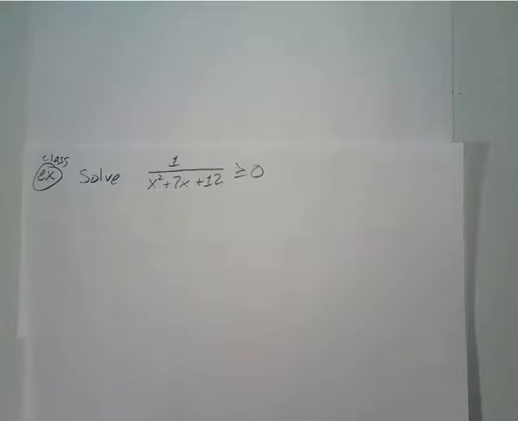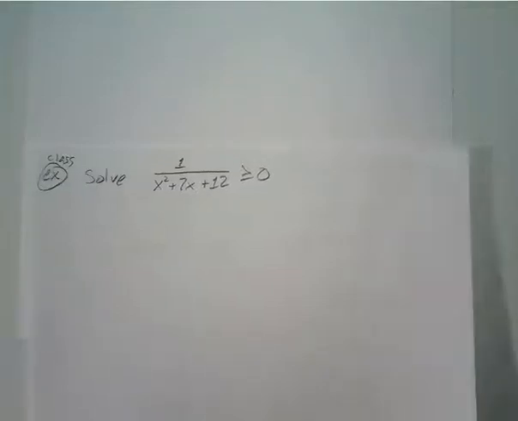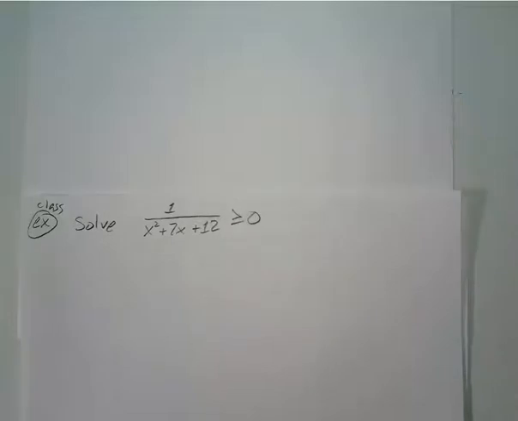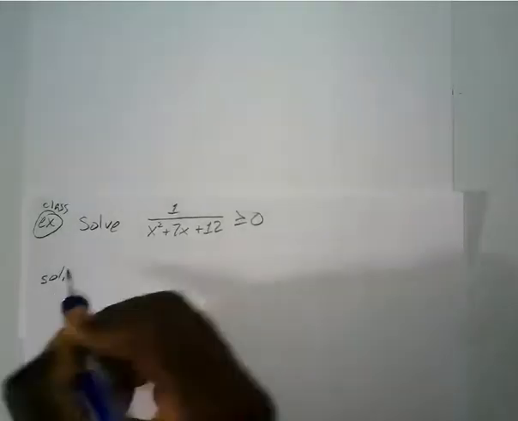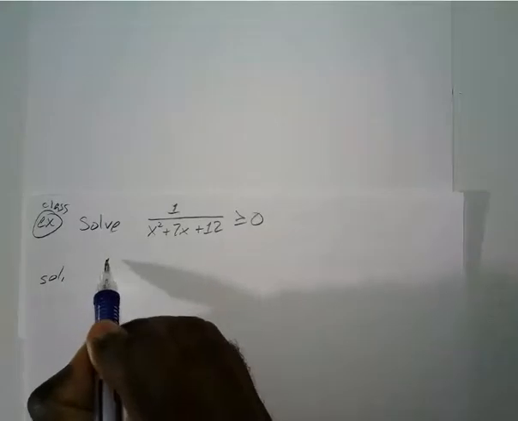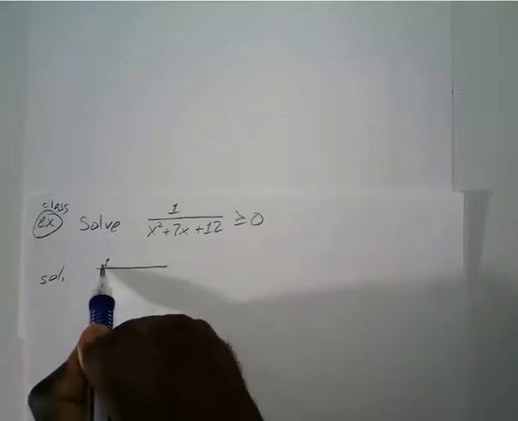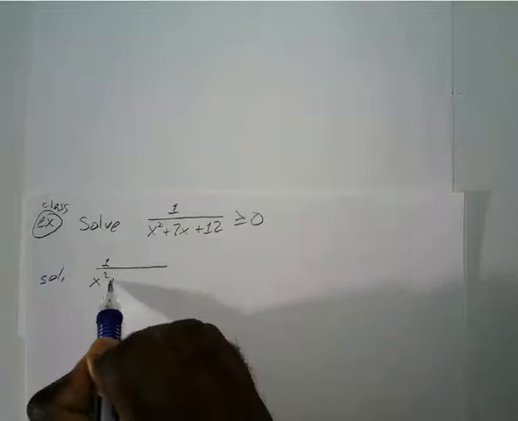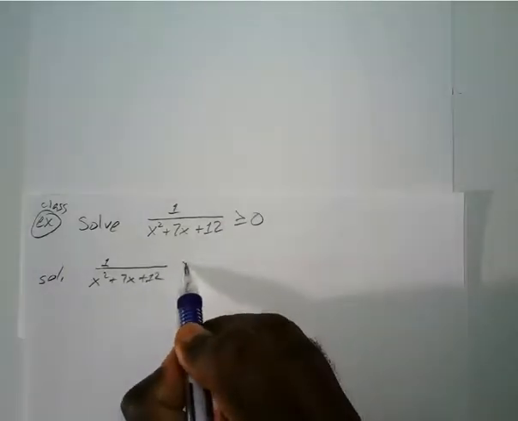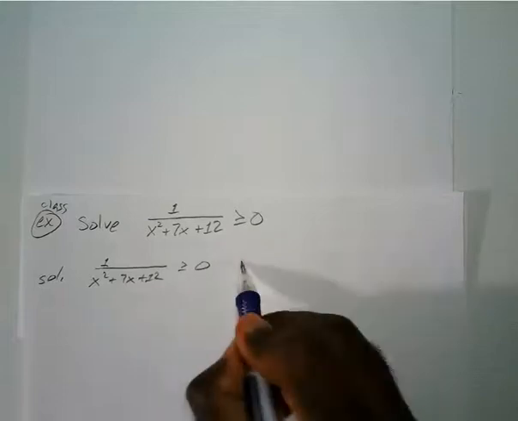Alright, so assuming that you have already pressed pause and tried to solve this one on your own, let's go ahead and verify your answer. Okay, so we have 1 over x squared plus 7x plus 12 is greater than or equal to 0.